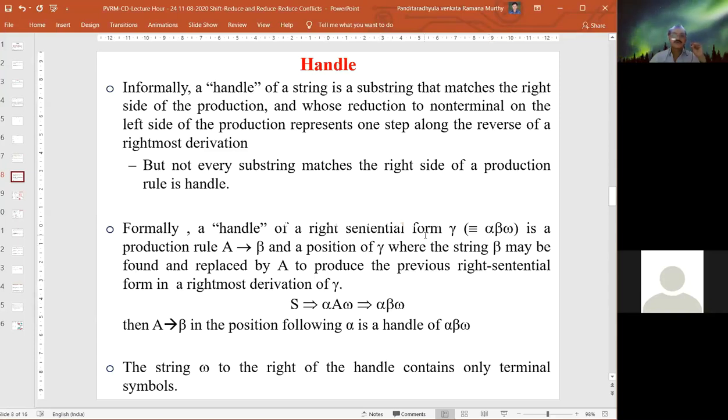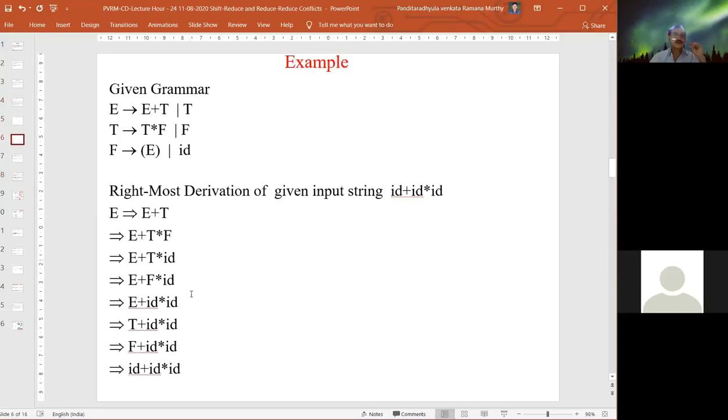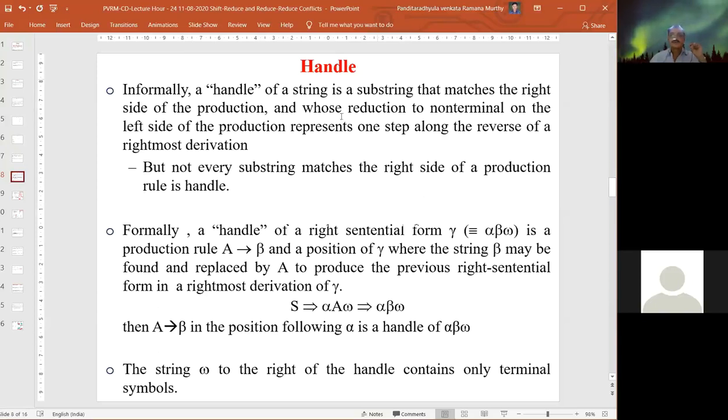The right sentential form is nothing but, while we are deriving the various rules, each and every previous position that we can identify is a right sentential form. Whenever we identify a right sentential form on the right side of a production, we can replace it with the left side of the production. The string w to the right side of the handle contains only terminal symbols.